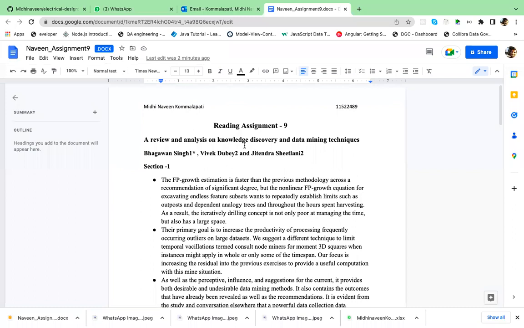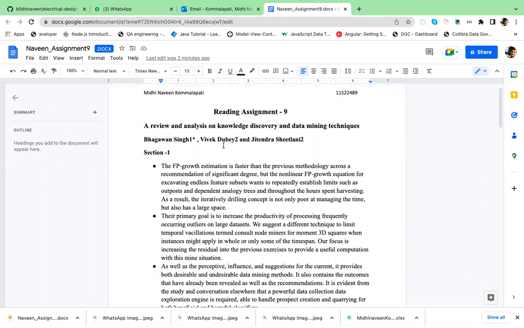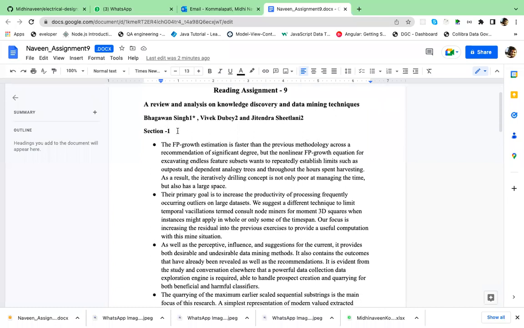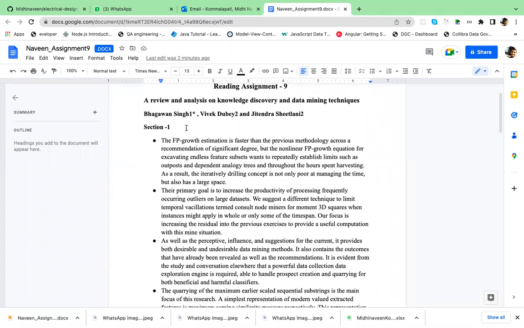Today I would like to discuss reading assignment 9, and the topic of this assignment is a review and analysis on knowledge discovery and data mining techniques. And these are the authors of that particular article.